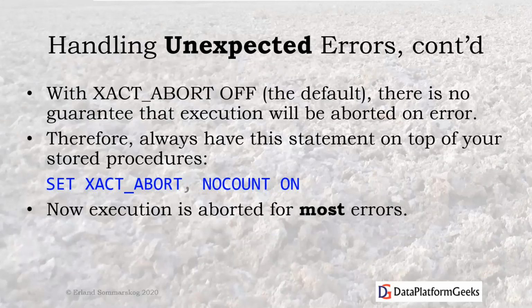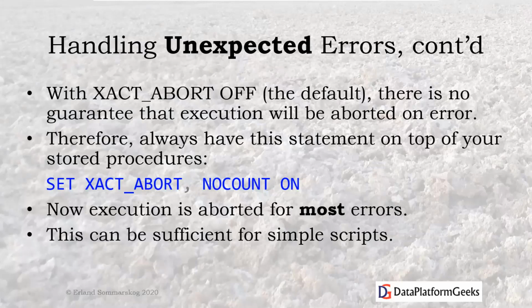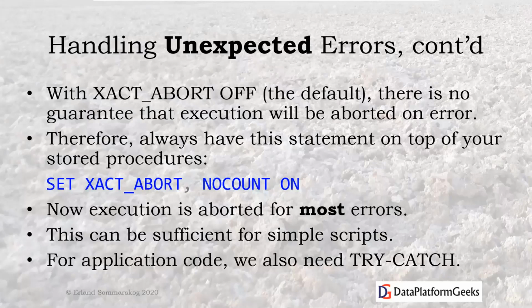Now, with this setting, execution is aborted for most errors. And if you're doing something like a simple script that you're monitoring manually, it can be sufficient. But for application code, nah, there could still be things where you want to make sure that the execution really is aborted. And to that end, we need TRY CATCH, which we're going to look at in just an instant.